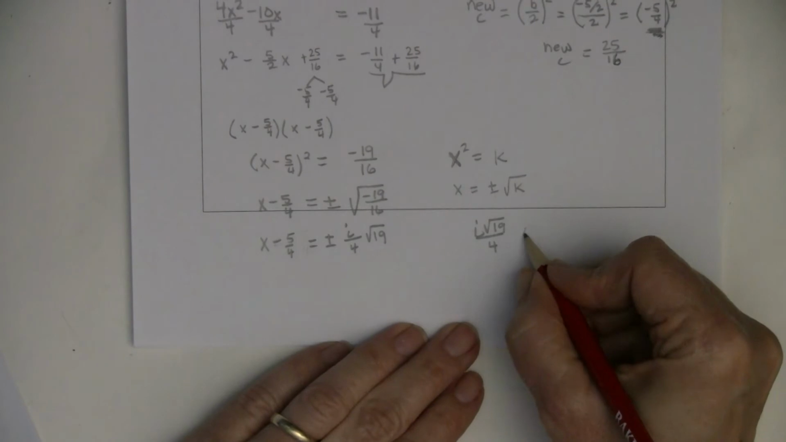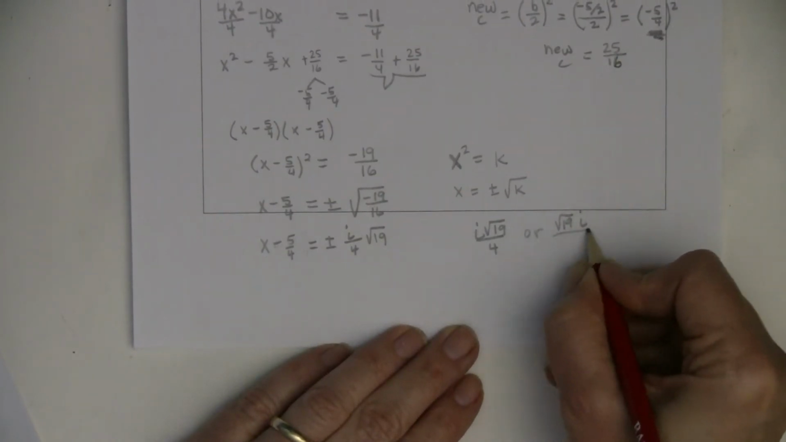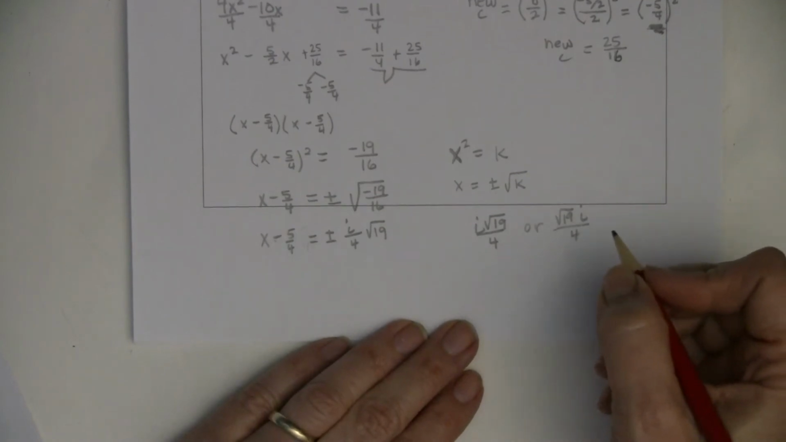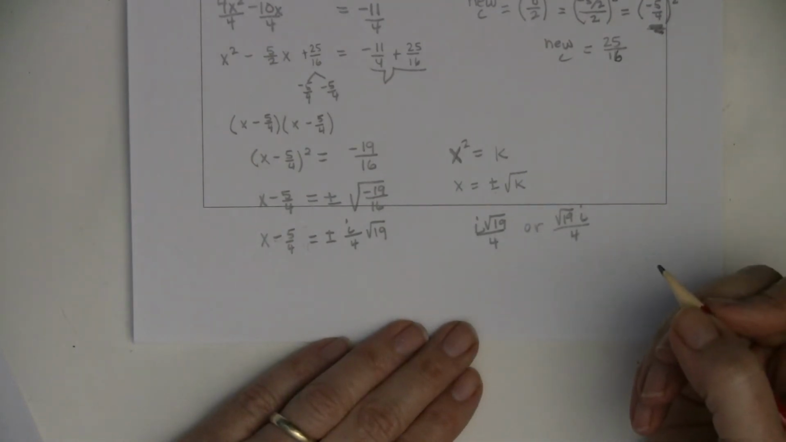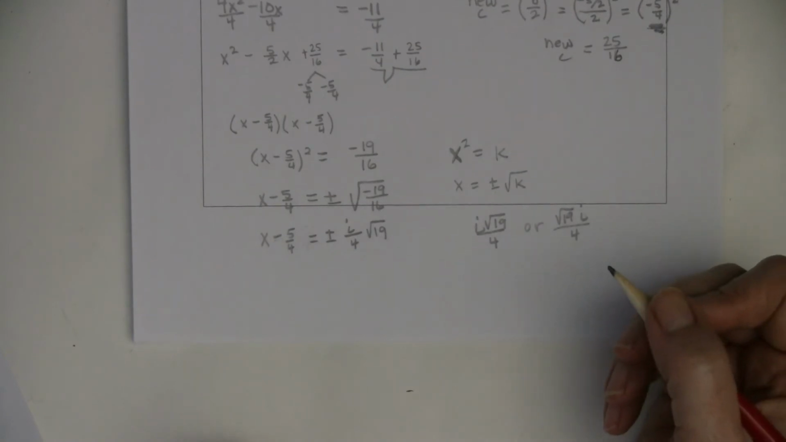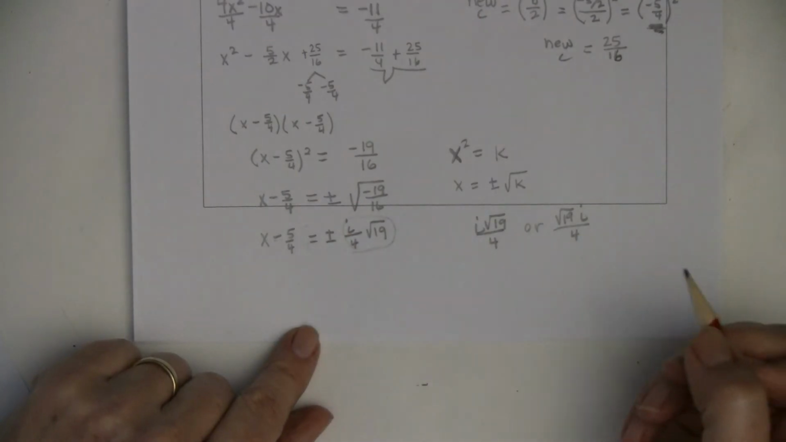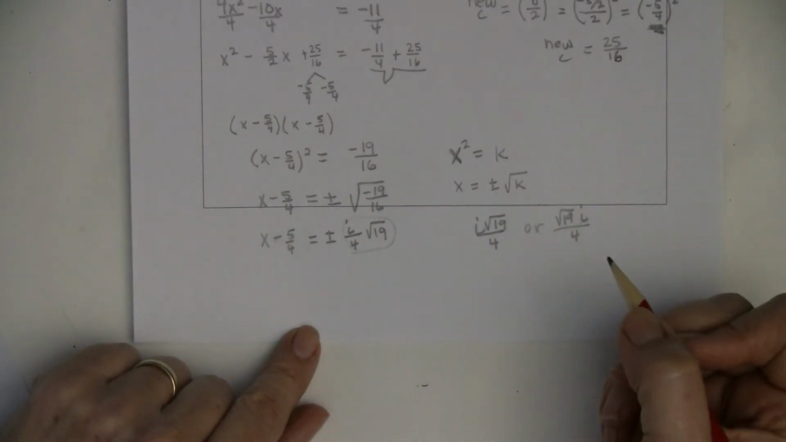And many books would write that as a square root of 19 i over 4. It's becoming more popular to put the i in the front, and I'm good with either, and at this moment in my life I cannot remember what our book does. I can look there, but however you want to write that, this or this is just great.